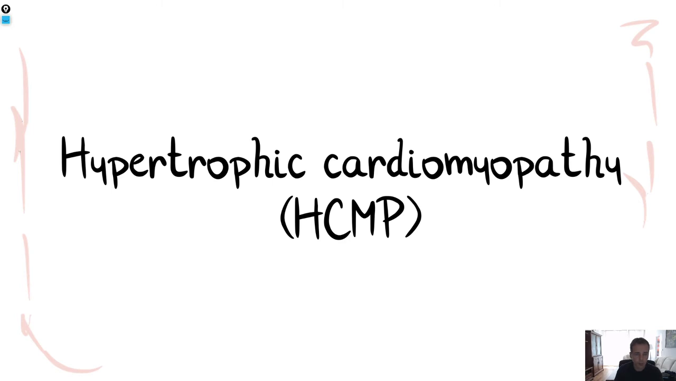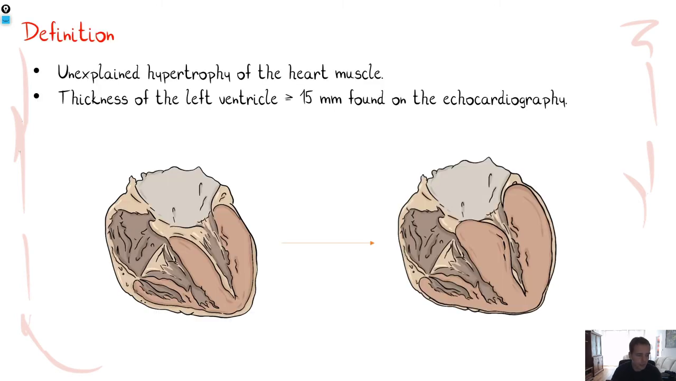Hypertrophic cardiomyopathy. Hypertrophic cardiomyopathy is more common than the dilated one, but in clinical practice you will encounter mainly dilated cardiomyopathy, because those patients with a dilated heart develop heart failure and they will appear in hospital. But patients with hypertrophic cardiomyopathy are often clinically silent.